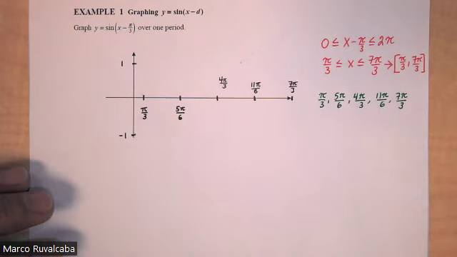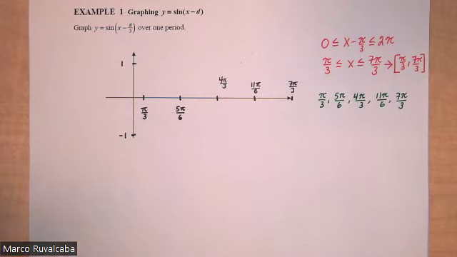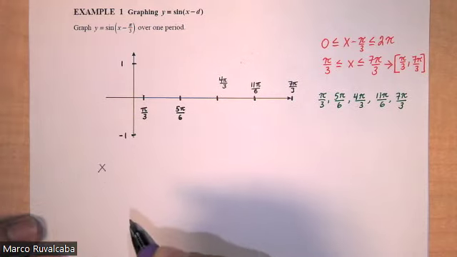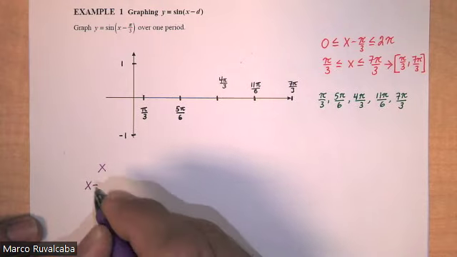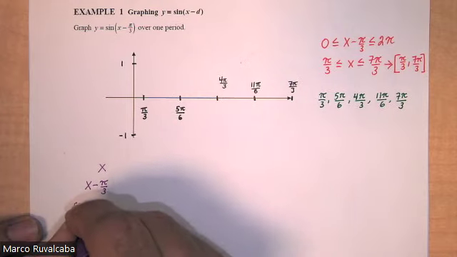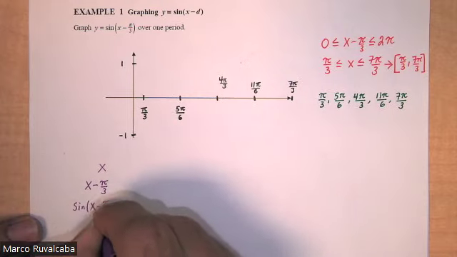If you remember from before, from the unit circle, there are 5 important points on the sine graph. They're at the 4 quadrants, and then when it completes its period. So let me draw a little table showing you those values. Here's the value of x, and then the value of x minus pi thirds, and then the sine of x minus pi thirds.